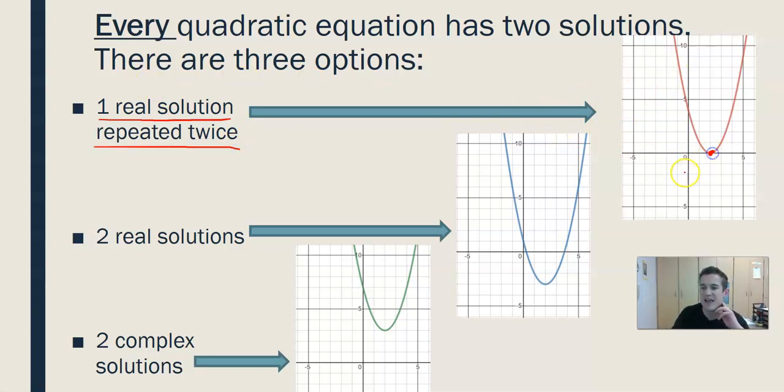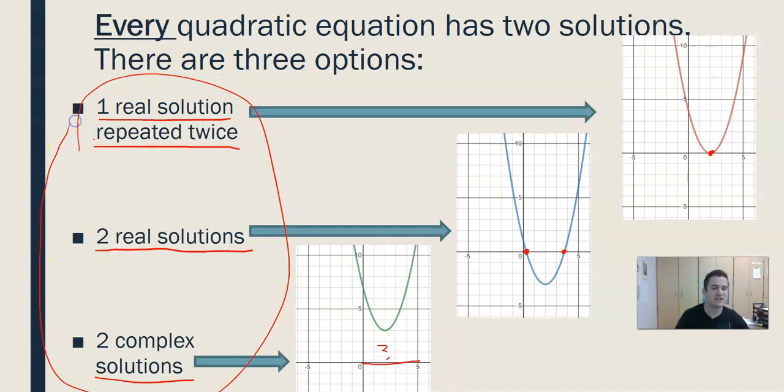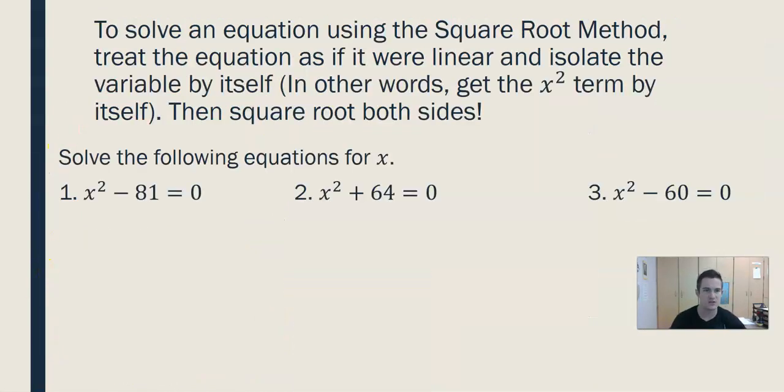It would touch the x-axis in one place. A quadratic function that had two real solutions would touch the x-axis in two places. A quadratic function that has two complex or imaginary solutions would not touch the x-axis at all. So you'll see that this will become helpful in the upcoming units. I want to point that out, but keep in mind that these are the three different types of solution sets you will see with quadratic functions.